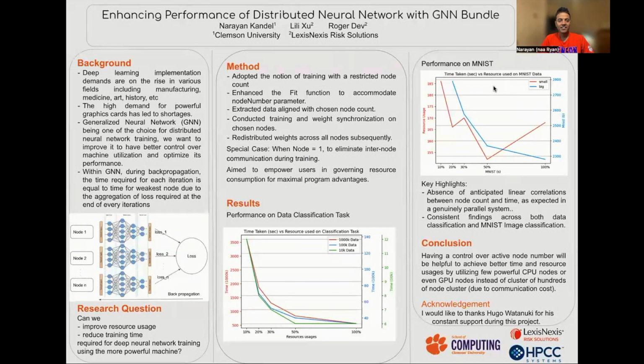Hello, I'm Narayan Kandel. Today I'm going to present my work on enhancing performance of distributed neural network with GNN bundle. In this project, I worked under the supervision of Lily Su and Rosate.